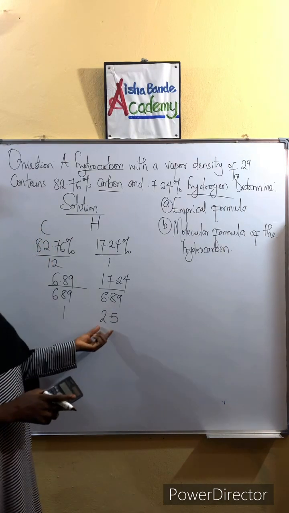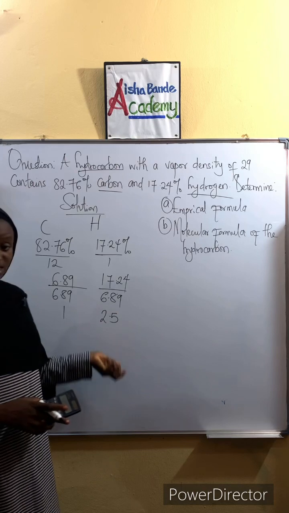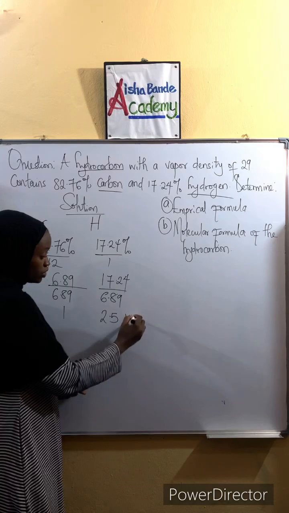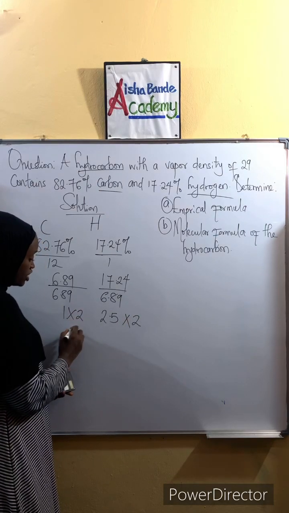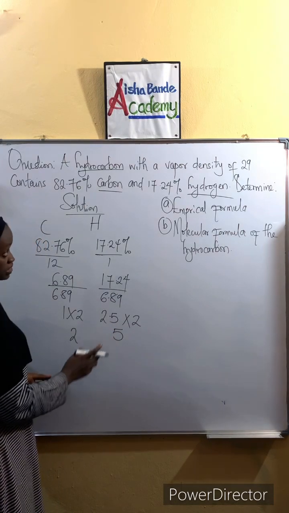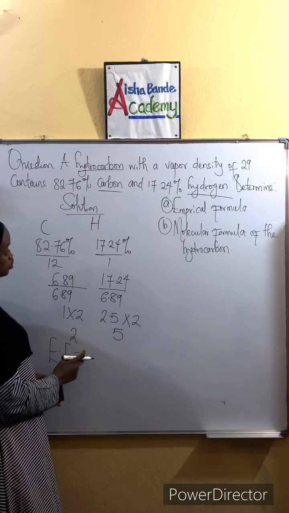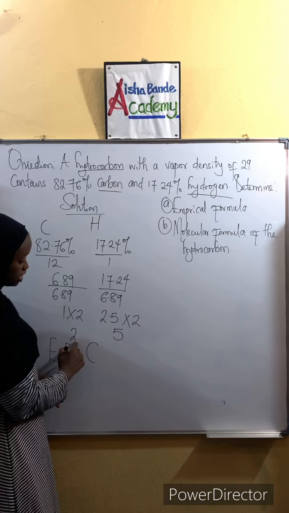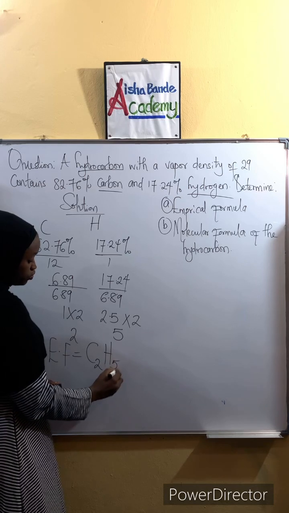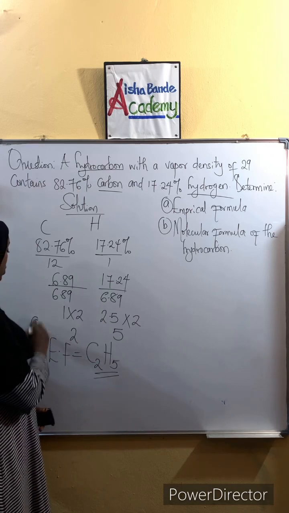So this 2.5 here, we're not allowed to approximate it to 3 as a whole number. What we do instead is to multiply both sides by 2 so that we arrive at a whole number. So when we multiply by 2 here, we have 2, and 2.5 times 2 gives us a value of 5. So from here we can easily write the empirical formula, that is EF. The empirical formula now is going to be C, carbon has a value of 2, and hydrogen has a value of 5. So the empirical formula is C2H5. This is the answer to the first question, which is the empirical formula.